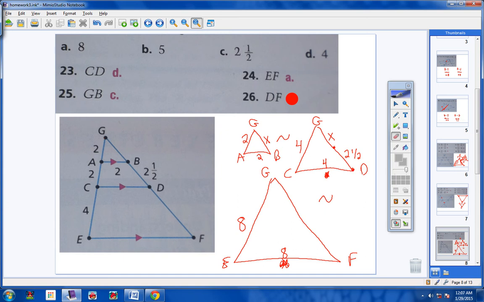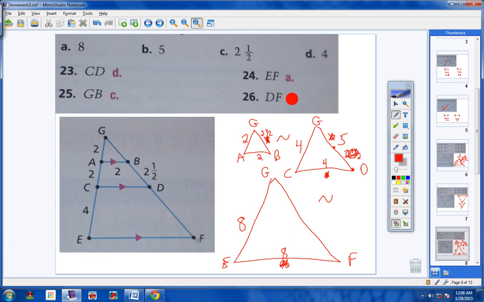Number 26. DF. Alright, let's see. Well, first of all, let's go ahead and fill in what we just learned. We just learned that this here is 2.5. So put 2.5 here. That means this whole length of this whole side is 5, 2.5 plus 2.5. Okay, we're looking for the length of GB. This length, I thought we just found that. Oh, the length of DF. This length right here. DF.